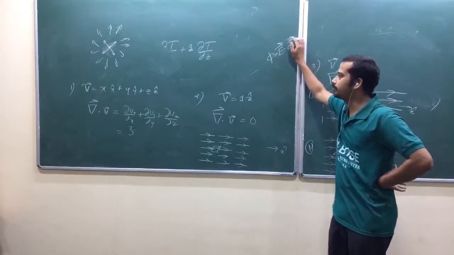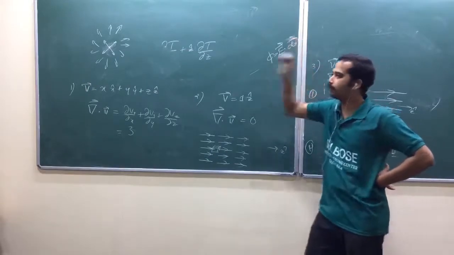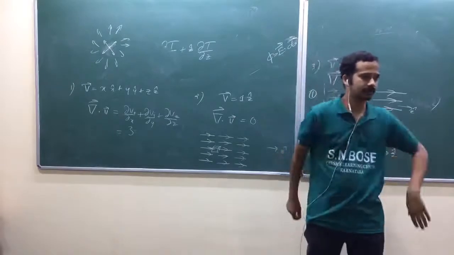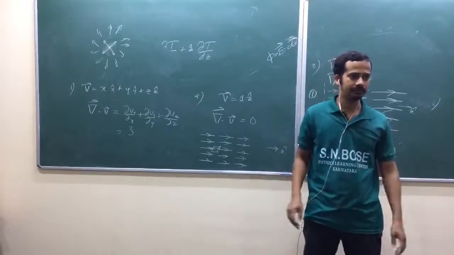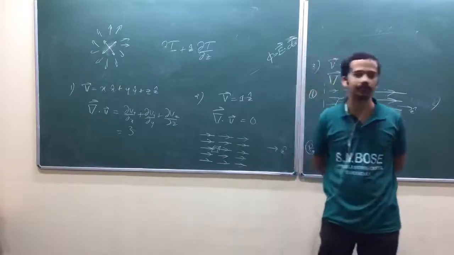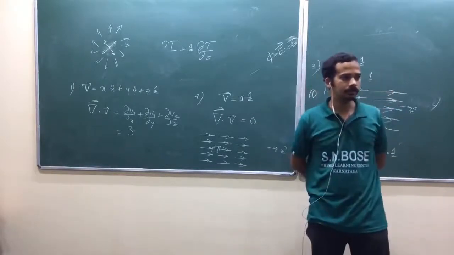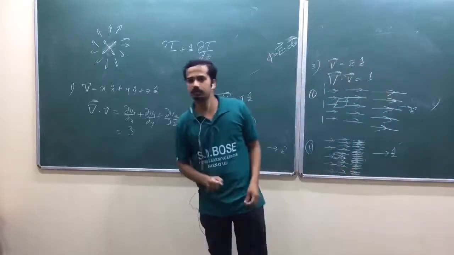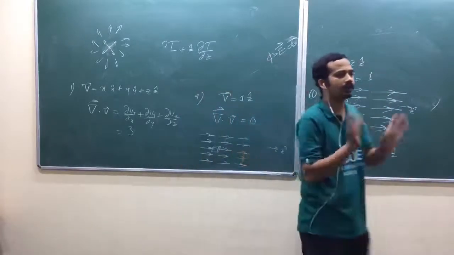Only thing you should be able to show, whatever the point you take, you should have net outward flux of your vector field, and you can represent that vector field in any way. But your vector field should be in such a way that if you take an infinitely small volume at any point, you should have net outward flux.